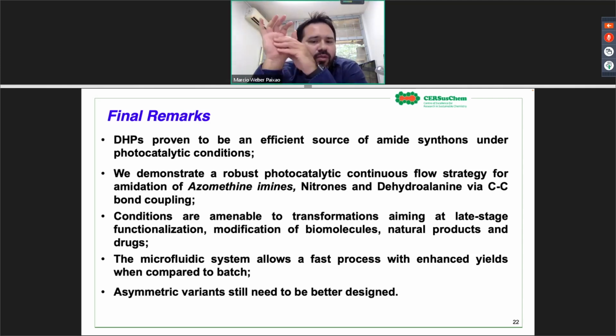conditions are amenable to the late-stage functionalization and modification of biomolecules, natural products, and other drugs. So what is still open in this field, in my view, is the asymmetric version, which still needs to be better designed and improved.